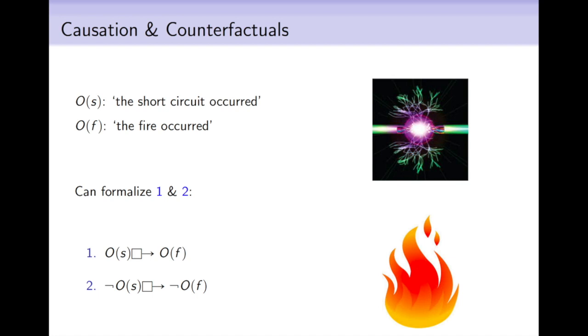Okay, so we can just formalize this a bit. If S stands for the short circuit, the event of the short circuit occurring, and F stands for the fire, the event of the fire, then we can use this notation, O brackets S, to stand for the proposition or the sentence the short circuit occurred. So S is the event of the short circuit, and O brackets S just says that this event occurred. Likewise, O brackets F is just the sentence that the fire in fact occurred.